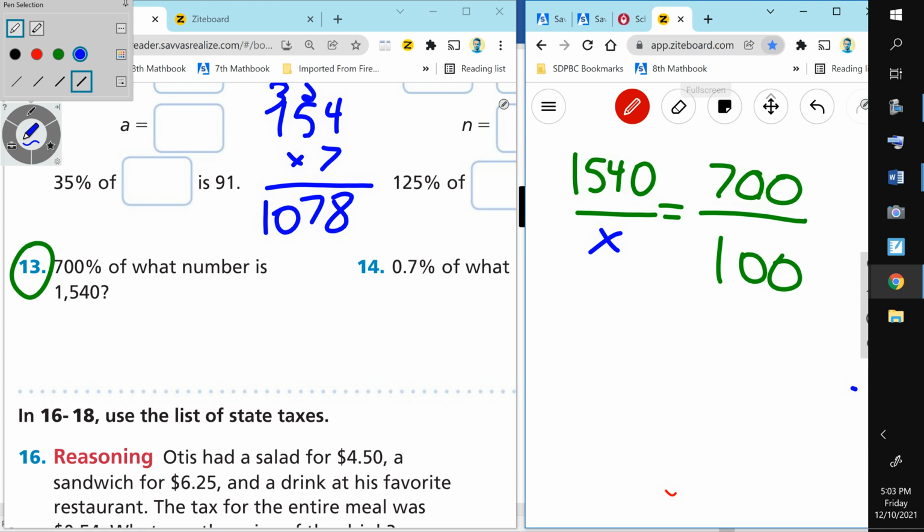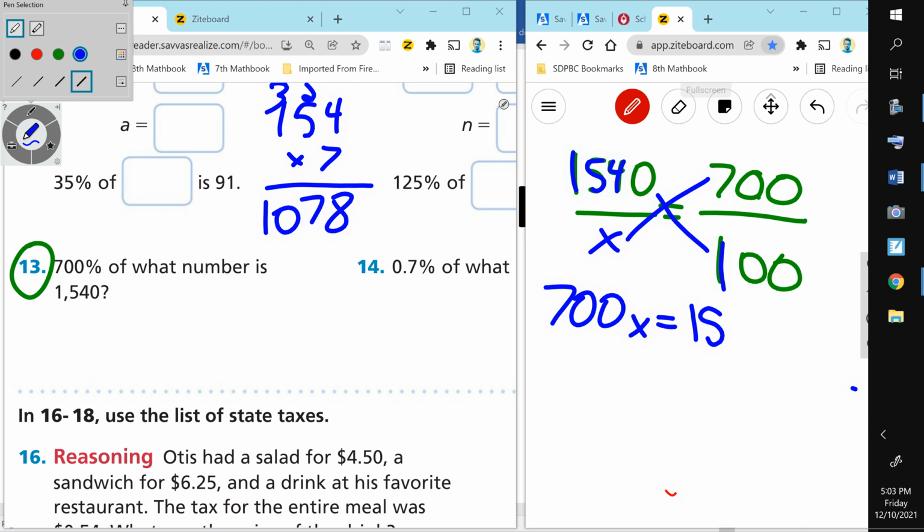So let me double check one more time. Of, I don't know. That goes at the bottom. 1540 at the top. Okay, now we're good to go. So this times this is this. This times this. I'm going to take 154 times 1 to get that. And I'm going to add 1, 2, 3 zeros.